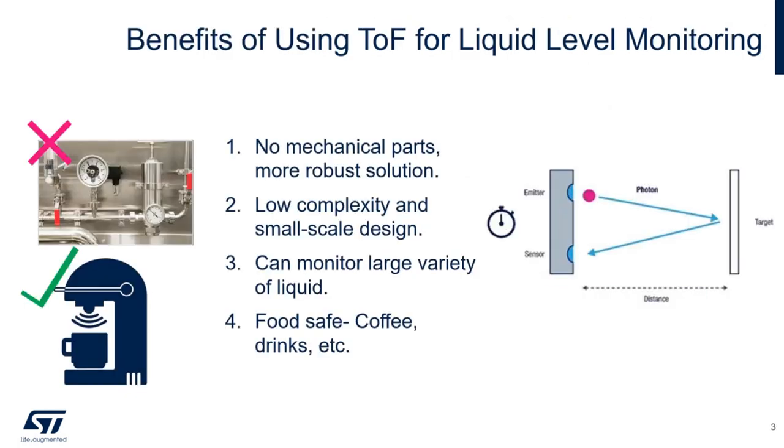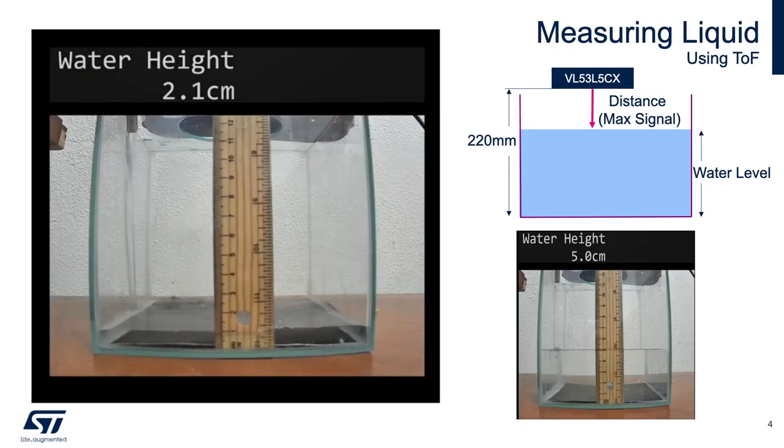Now, why should you consider using time of flight for liquid level monitoring? Number one, there are no moving parts, meaning a more robust solution. Number two, unlike traditional monitors, it has a high accuracy, so you can rely on the results you get. Number three, it is a low complexity part that can be used on a large variety of liquids, and it is food safe.